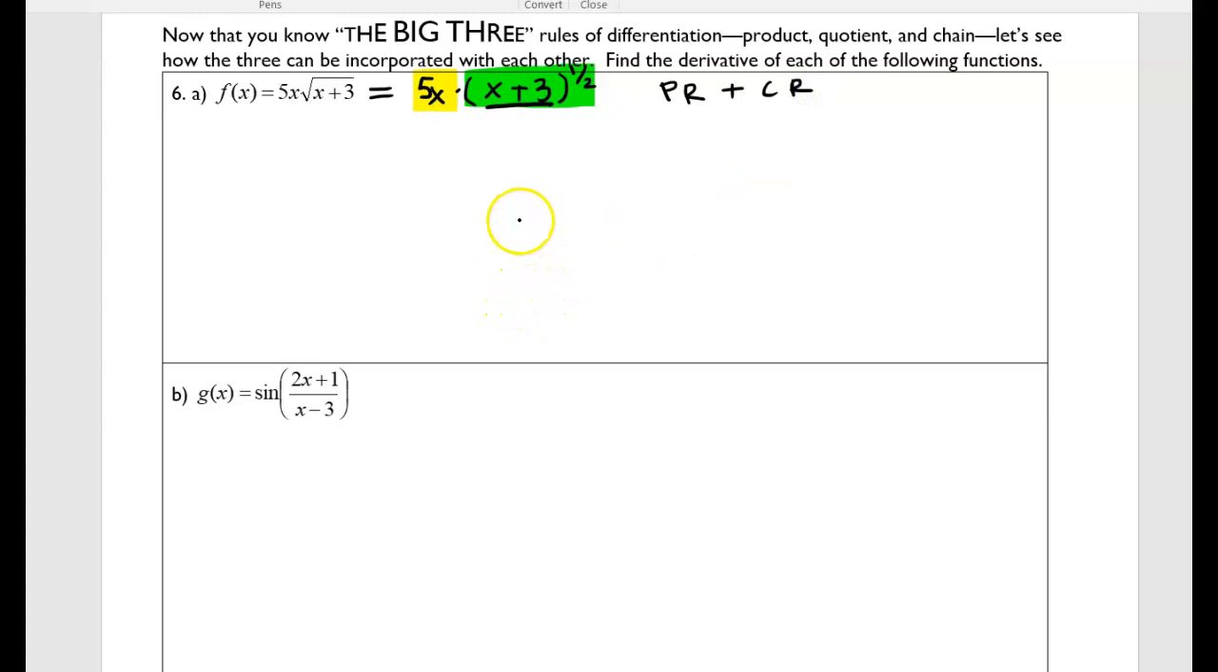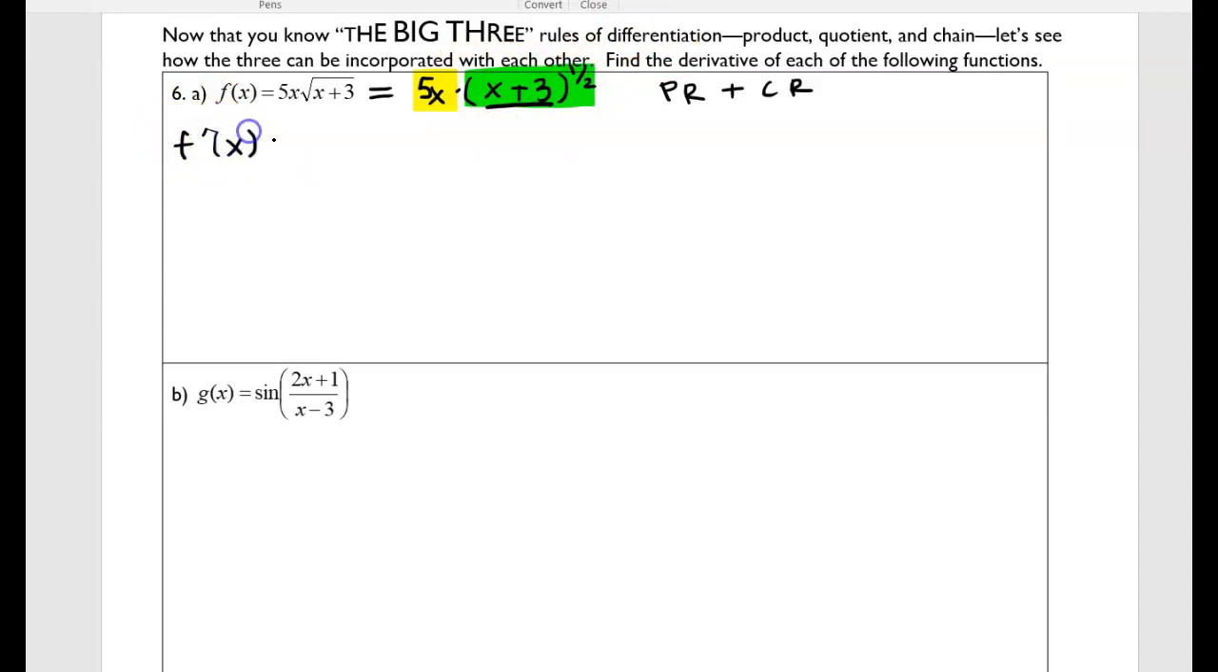If you're not sure which one to use first, try to decide, does this look like the product of two things, or does it look like something inside of something else? And overall, it looks like two things being multiplied together. So that means I'm going to use product rule first, and I'll just have to use chain rule when I take the derivative of this second part.